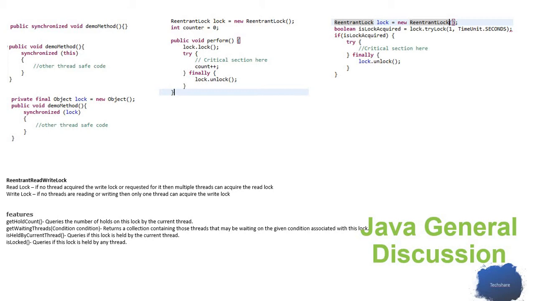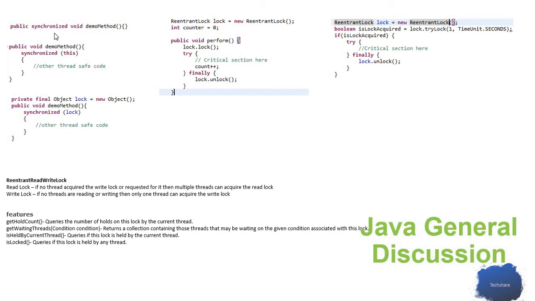One of the ways we all know is using the synchronized keyword, which is the traditional way. We can synchronize a method, or we can synchronize a block, and synchronize on the object of the current class, or synchronize using some other object. So these are the different ways.